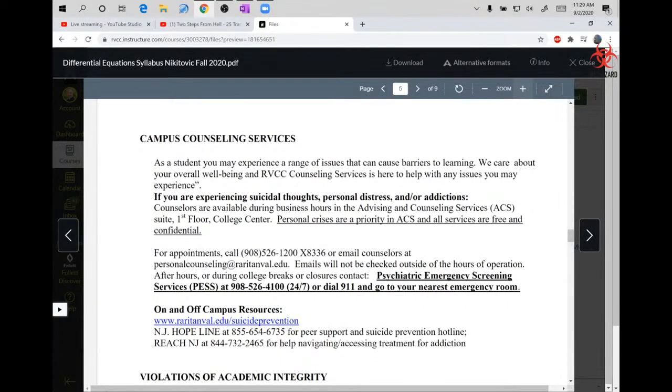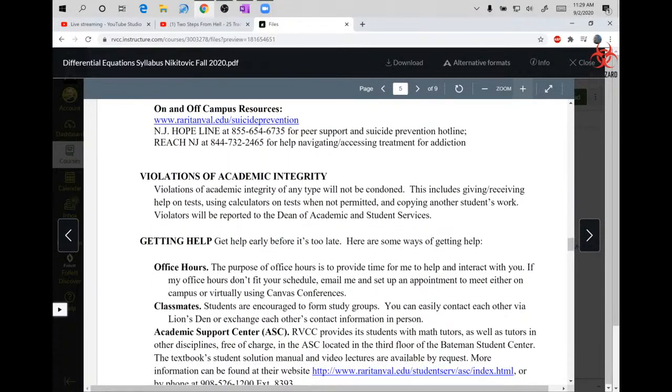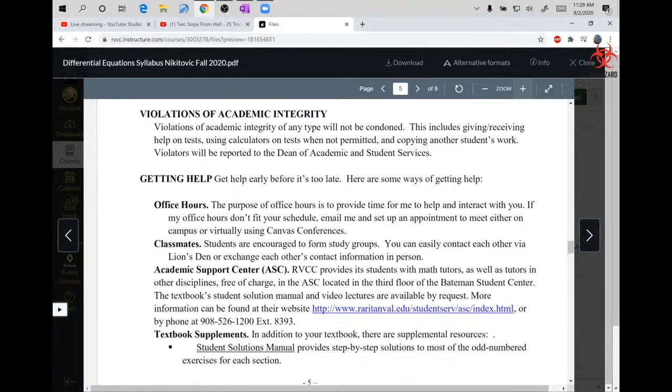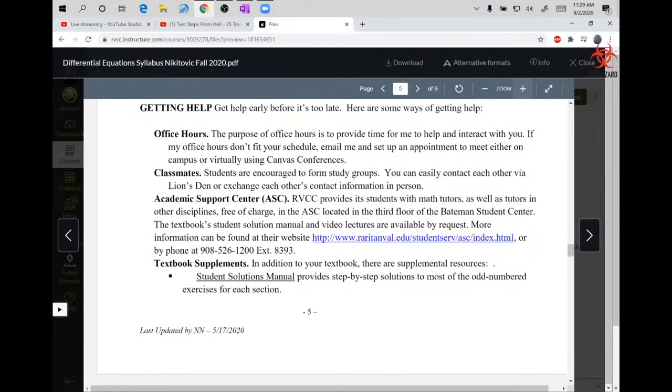Counseling services, if you need any additional help, there is a number you can call. Violations of academic integrity, yeah, right. And getting help. So office hours and your friends, study groups, whether they're virtual or whatever you guys decide to do outside of RV, is up to you.